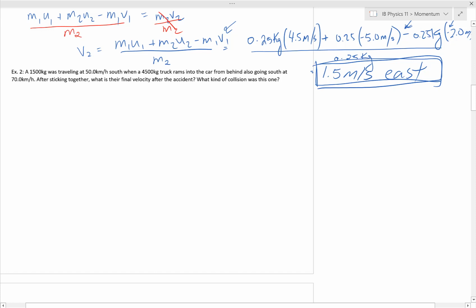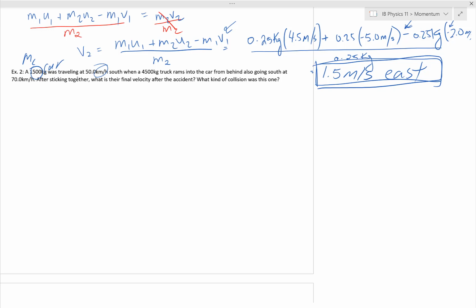A 1,500 kilogram... Oh, it doesn't say what it is. Let's say it's a car. It's a car, and it was traveling south. Hey, don't forget this is kilometers per hour, hint hint, when a 4,500 kilogram truck rams into the car from behind, also going south at 70 kilometers per hour. After sticking together, what is their final velocity after the incident? What kind of collision was this one?